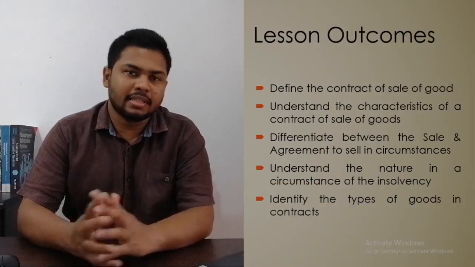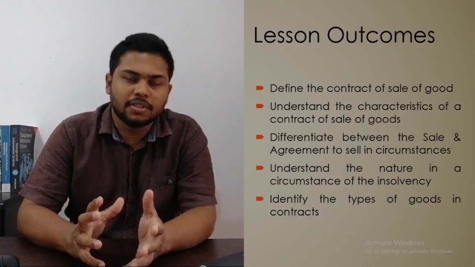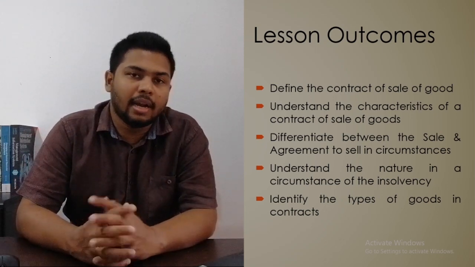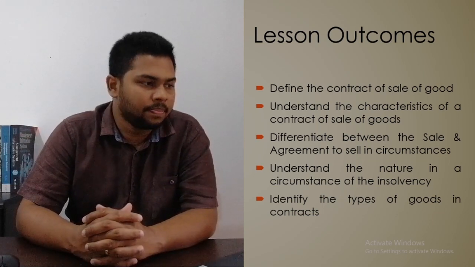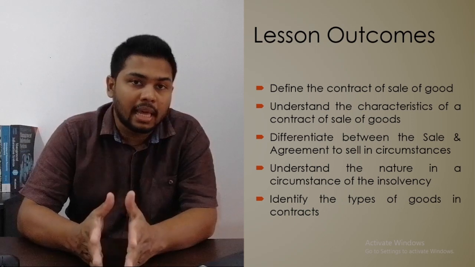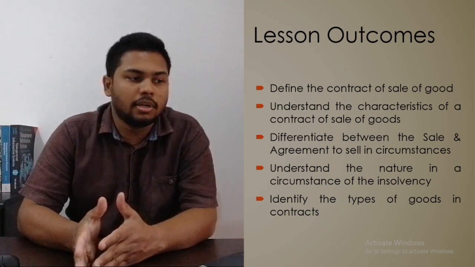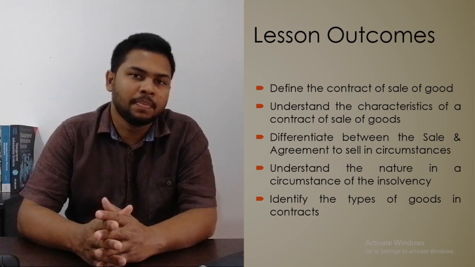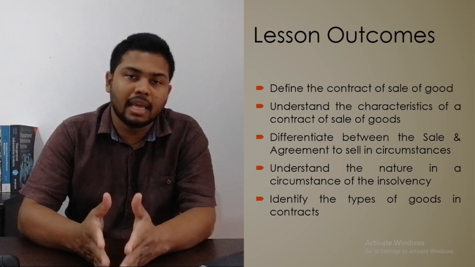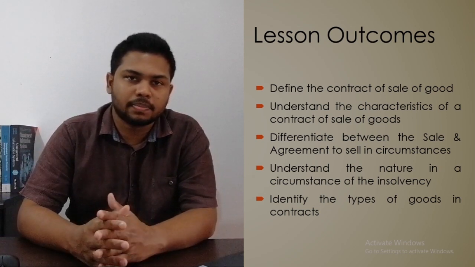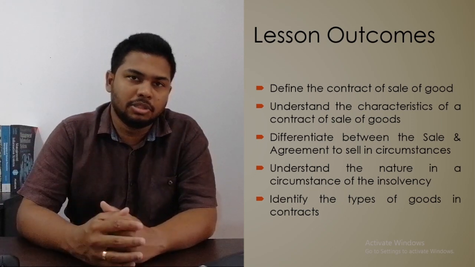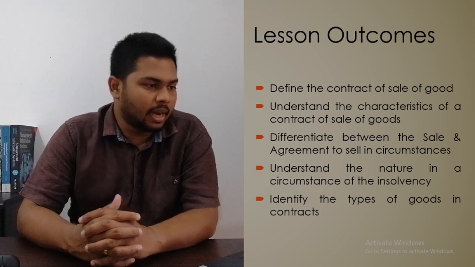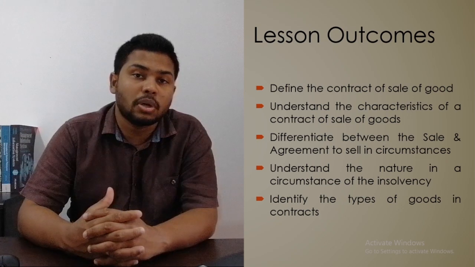Today's lesson outcomes are to define the contract of sales of goods, understand the characteristics a contract should contain and the nature of the contract of sales of goods, and distinguish the sale and the agreement to sell in some circumstances. There are many circumstances we are going to discuss today, including how the real-time sale and the agreement to sell differ, and also understand the nature in the circumstance of insolvency.